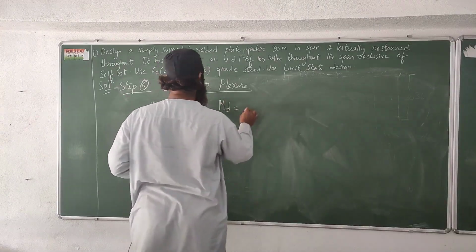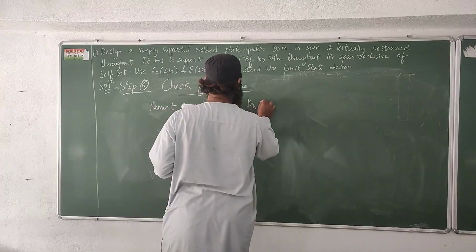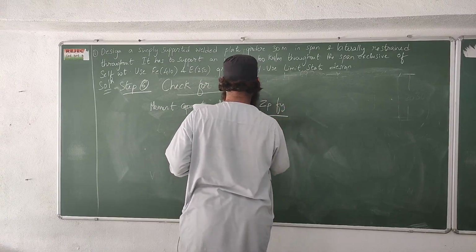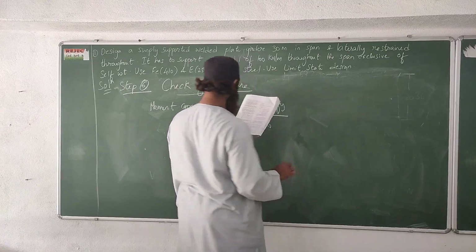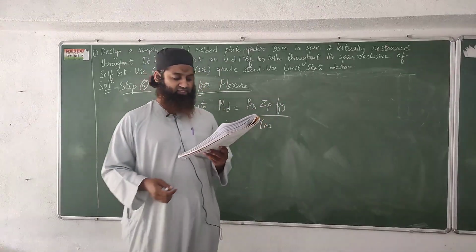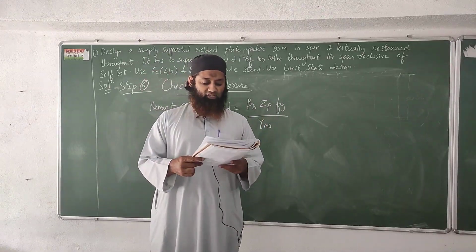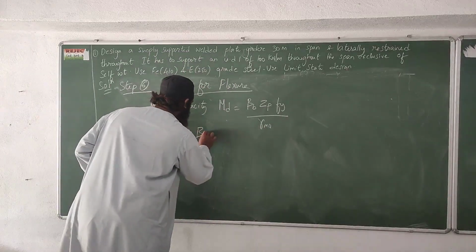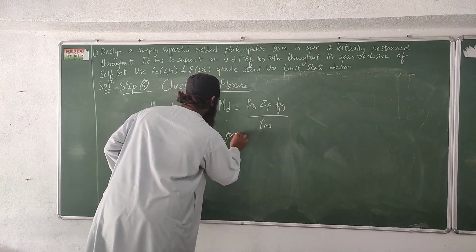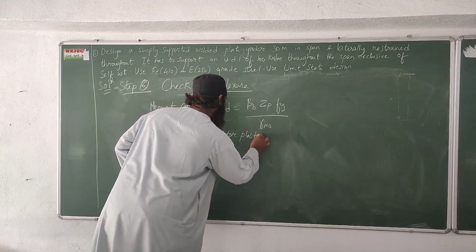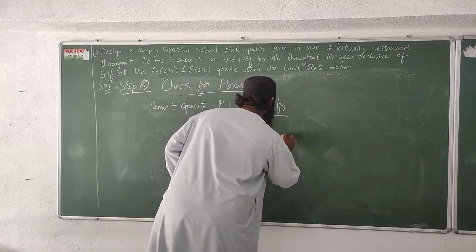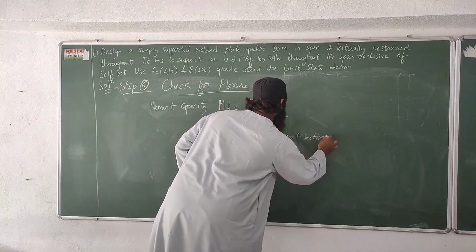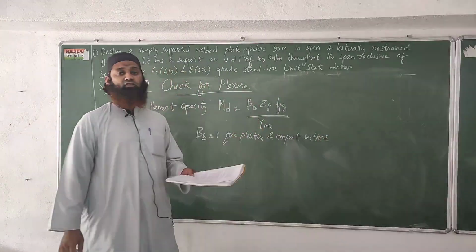Moment capacity MD is equal to BB into ZP into Fy by gamma M0. You can see here what is given further. BB is equal to 1 for plastic and compact sections. So this is BB, it has been given here in the clause itself.